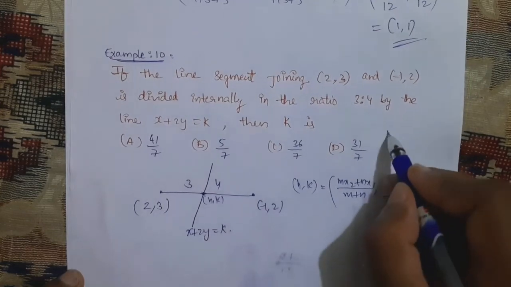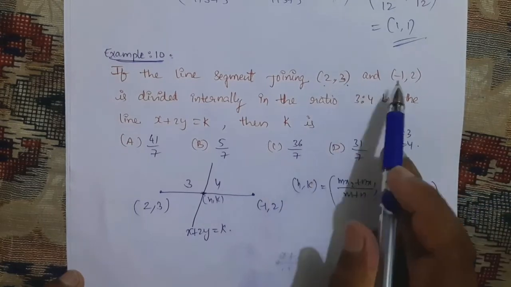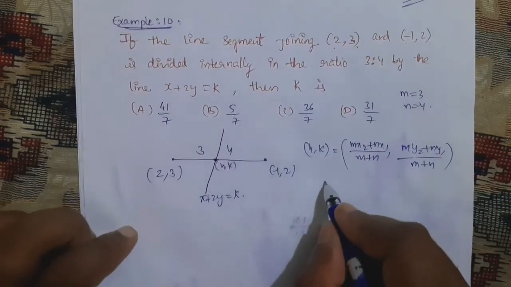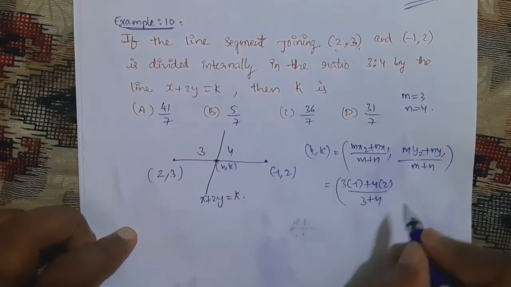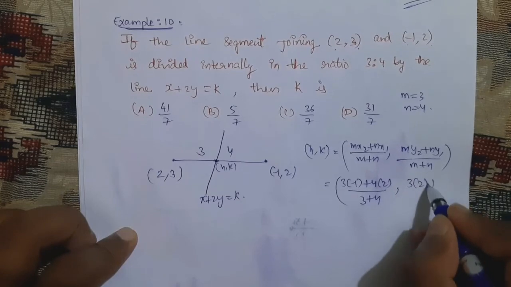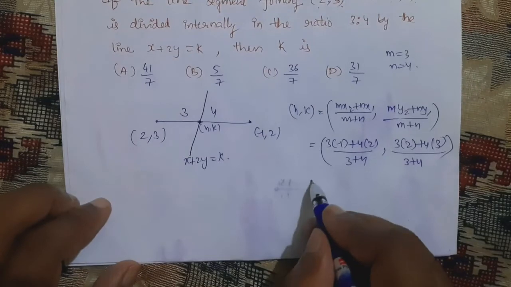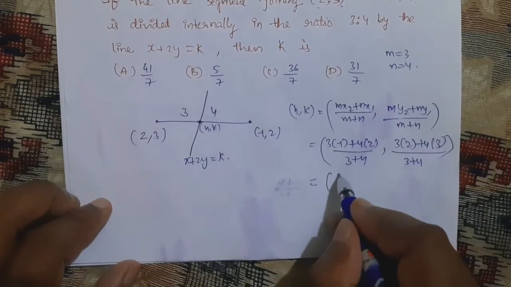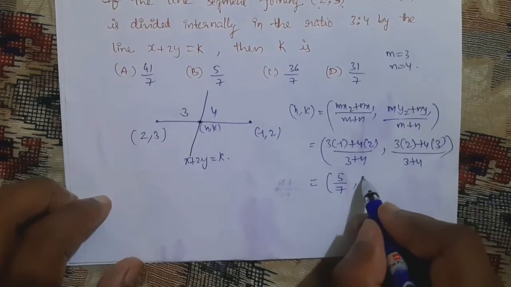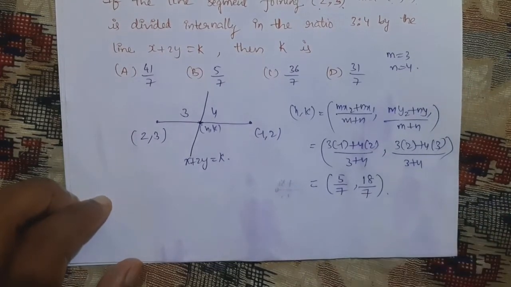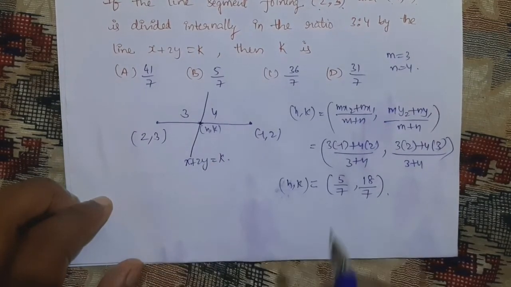Here in this question, m is equal to 3, n is equal to 4. This is x1 y1, this is x2 y2. Substituting here, we get 3 into minus 1 plus 4 into 2 by 3 plus 4, comma 3 into 2 plus 4 into 3 divided by 3 plus 4. So here you will get 5 by 7, comma 3 2s are 6 plus 12, 18 by 7. So h comma k is nothing but 5 by 7 comma 18 by 7.